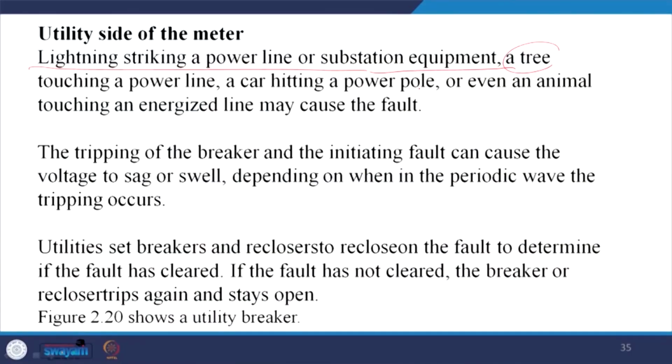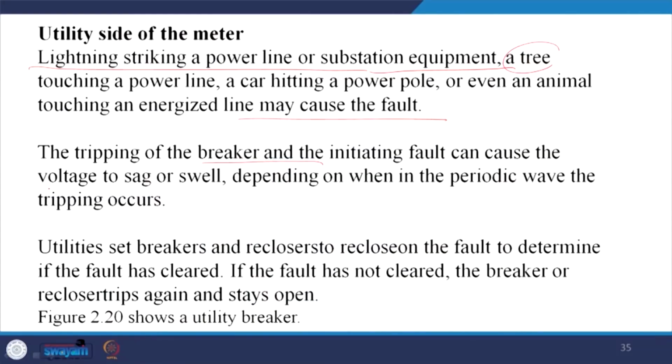Utility side of the meter. Now, lightning strike of a power line or the distribution systems are definitely some of the natural causes. A tree touching the power line, a car hitting the power pole, or even an animal touching the energized line may cause the fault. So, these are the causes.